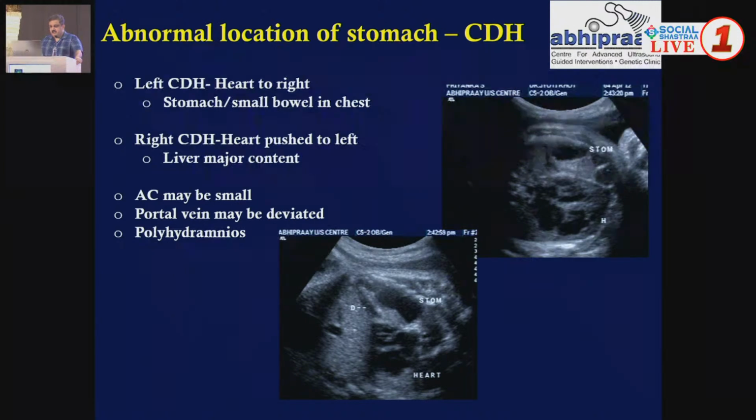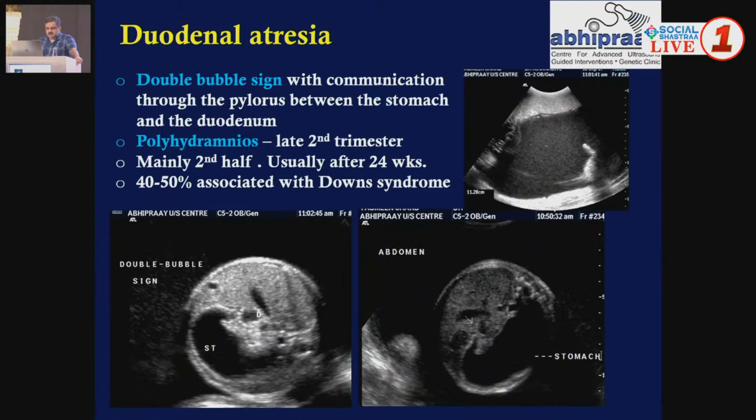The stomach may not line the abdomen, and in left-sided hernias, you can see the stomach as well as the small bowel, which is displaced into the chest, and you can prognosticate this by using the LHR and the observed to expected LHR ratios. Duodenal atresia is a classical sign, a double bubble sign associated with polyhydramnios in the late second trimester.